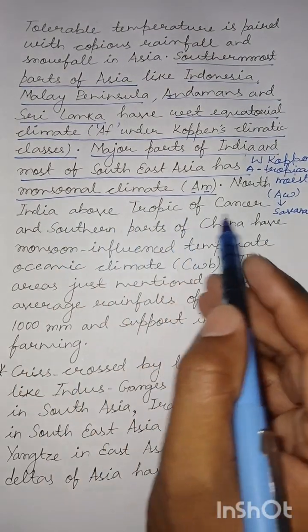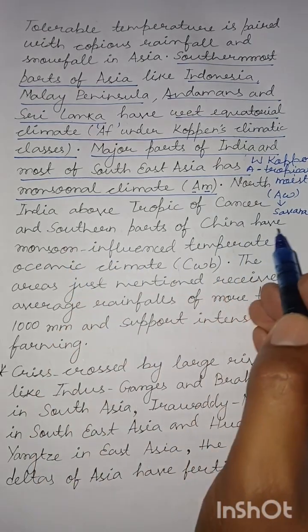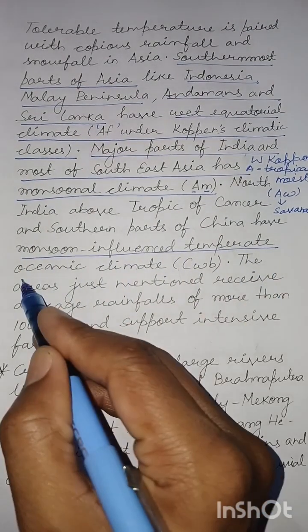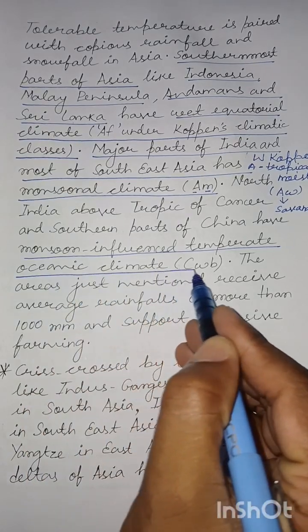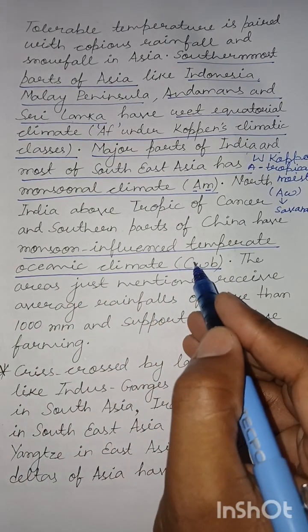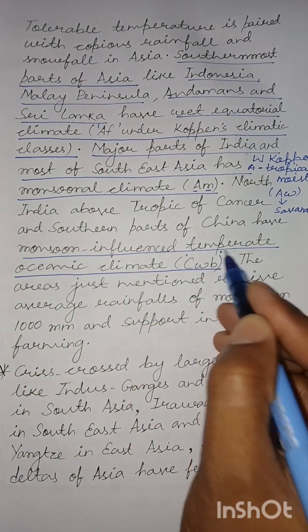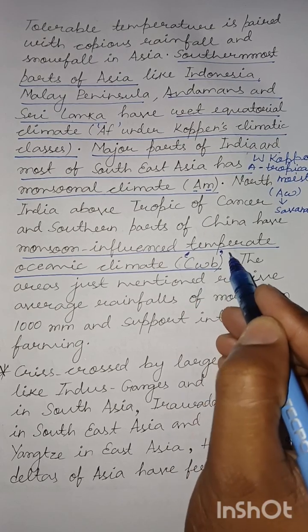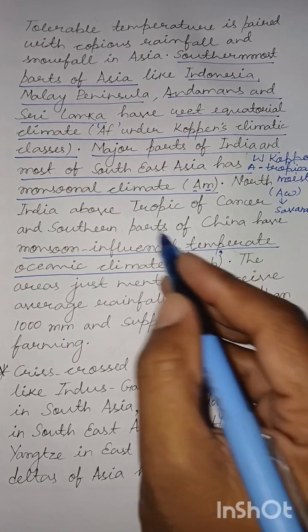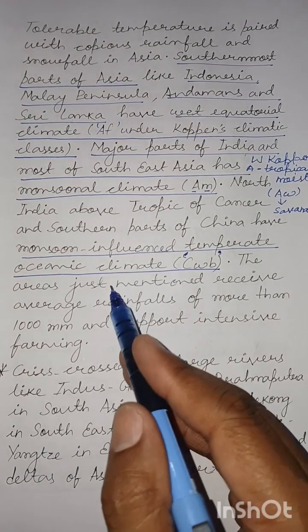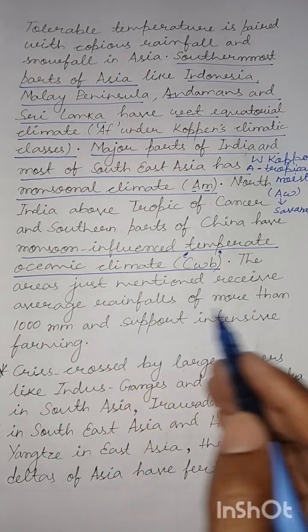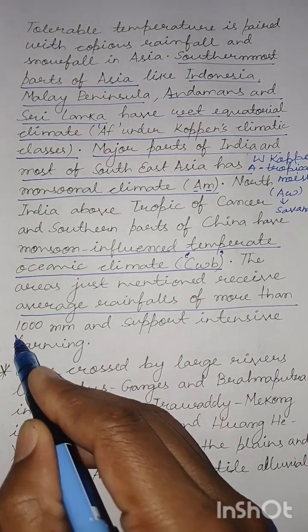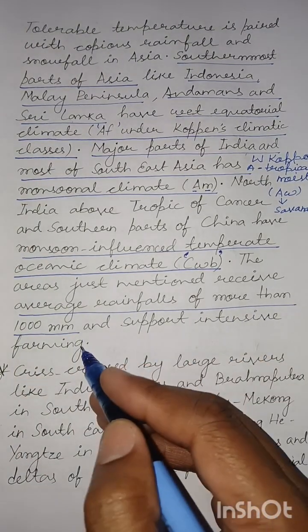Moreover, India above Tropic of Cancer and southern parts of China have monsoon influenced temperate oceanic climate, which is marked by Cwb under Köppen's classification. The area just mentioned receives average rainfall of more than 1000 millimeters and supports intensive farming.